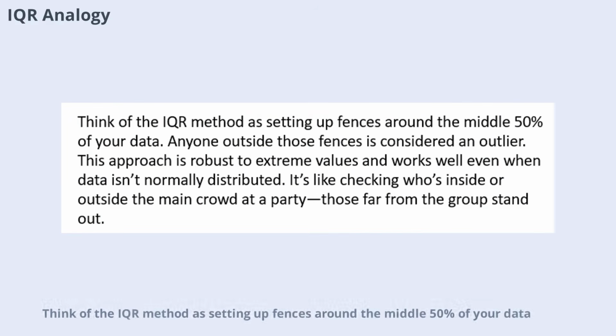Think of the IQR method as setting up fences around the middle 50% of your data. Anyone outside those fences is considered an outlier. This approach is robust to extreme values and works well even when data isn't normally distributed. It's like checking who's inside or outside the main crowd at a party. Those far from the group stand out.